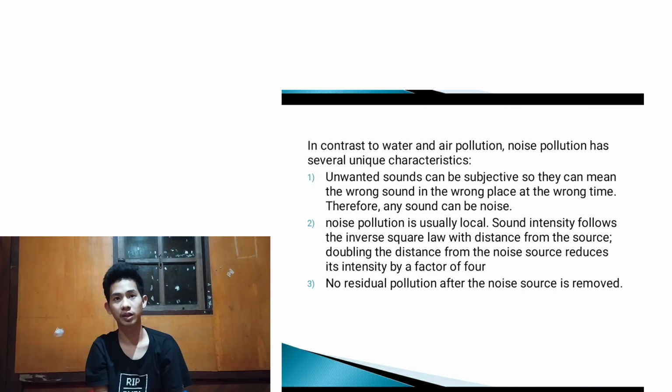In contrast to water and air pollution, noise pollution has several unique characteristics. The first, unwanted sounds can be subjective, so they can mean the wrong sound in the wrong place at the wrong time. Therefore, any sound can be noise. The second, noise pollution is usually local. Sound intensity follows the inverse square law with distance from the source. Doubling the distance from the noise source reduces its intensity by a factor of 4. The third, there is no residual pollution after the noise source is removed.